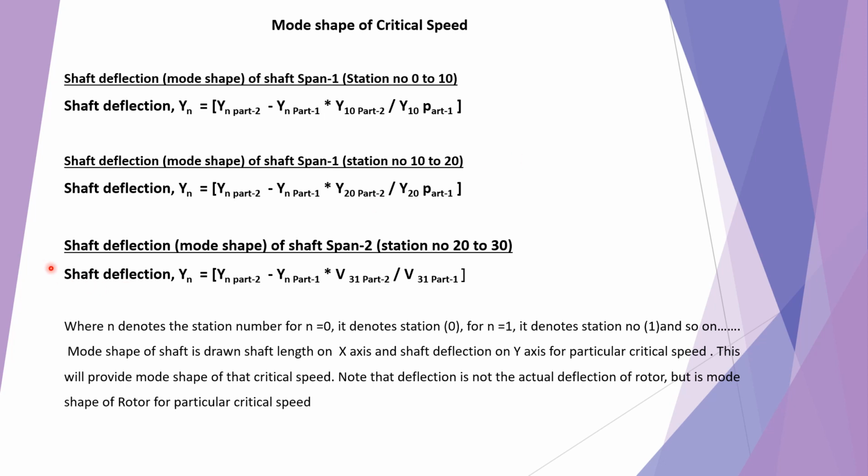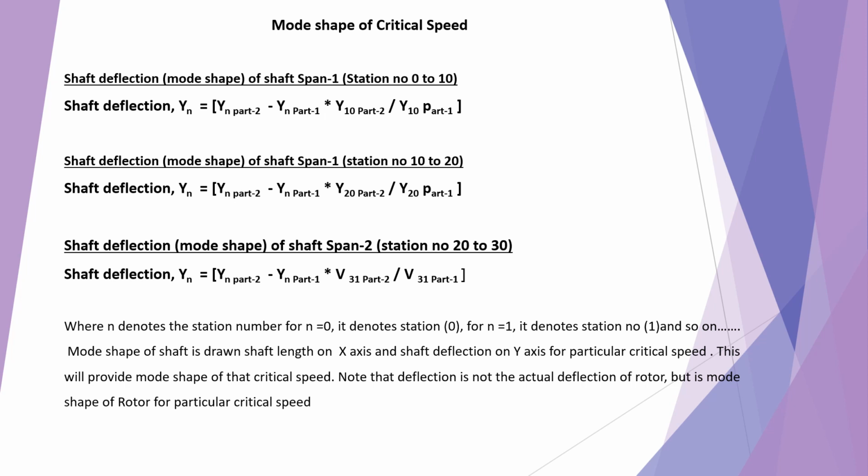Now the shaft deflection mode shape of span number 3, station number 20 to 30, we can write yn is equal to yn part 2 minus yn part 1 into y31 part 2 upon y31 part 1. Where n denotes the station number, for n is equal to 0, it denotes station number 0, for n is equal to 1, it denotes station number 1, and so on.